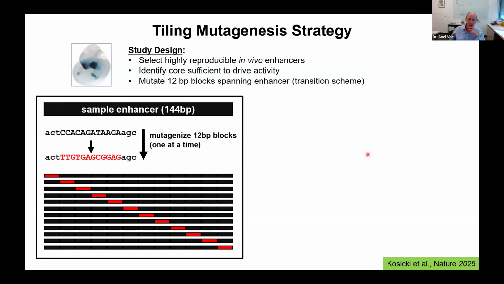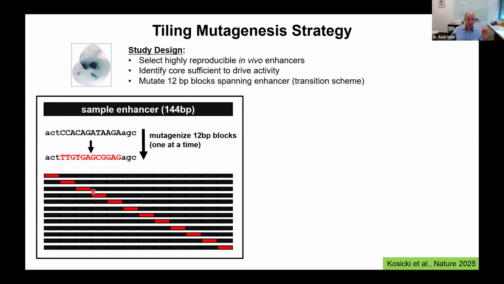So we decided to look at this more systematically using a tiling mutagenesis strategy. The idea was that we use an actual in vivo assay to look at the functional impact of mutations. So we took a number of enhancers and first made them smaller to identify the core of activity. We then built these tiling series where we went through each enhancer in 12 base pair blocks, roughly corresponding to the size of a larger transcription factor binding site.